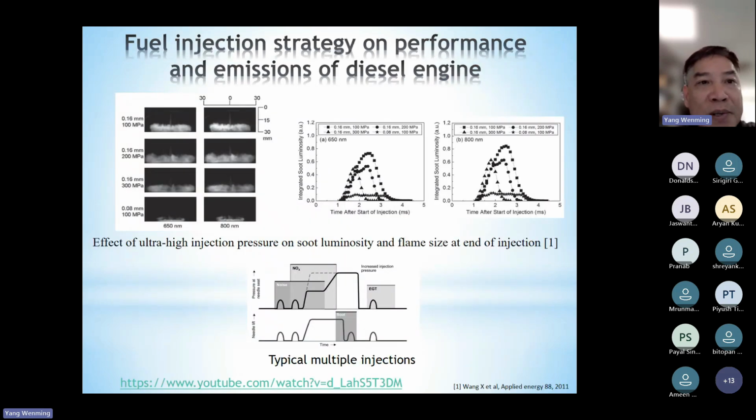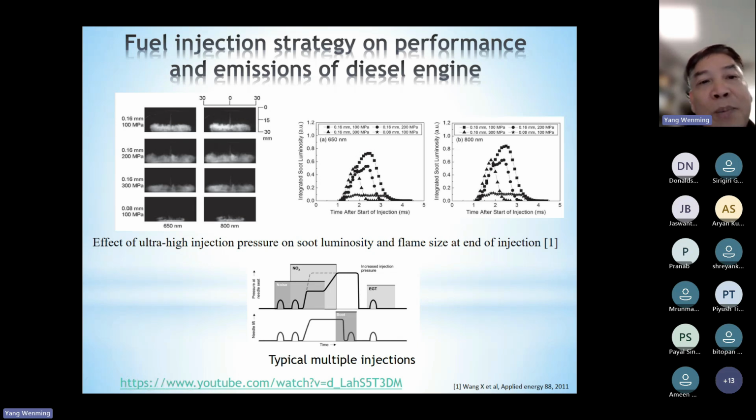Okay, so the next topic I want to introduce is the fuel injection strategy and its effect on the performance and emissions of these engines. Here we show the effect of fuel injection pressure on the soot luminosity and the flame size at the end of the injection. These are two rows of pictures at different wavelengths: this one is 650 nanometers, and this one is 800 nanometers.